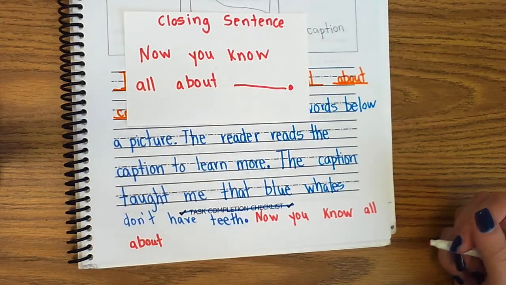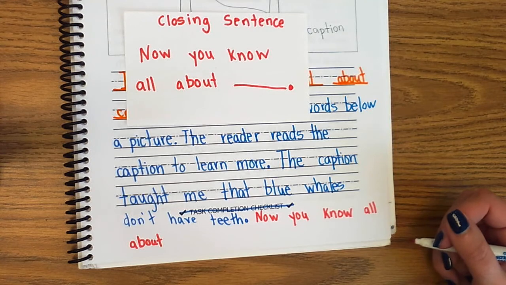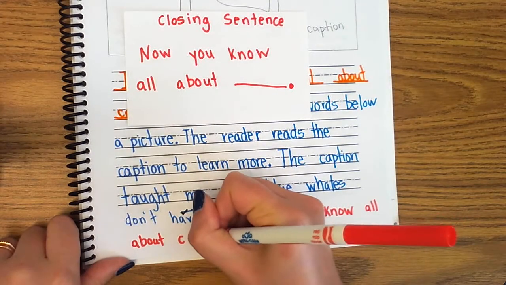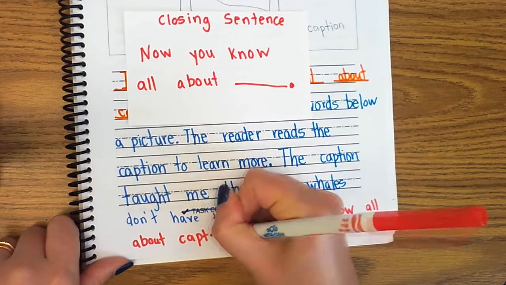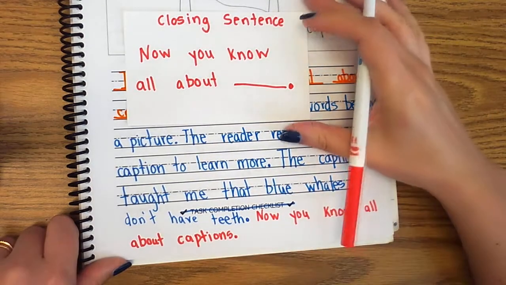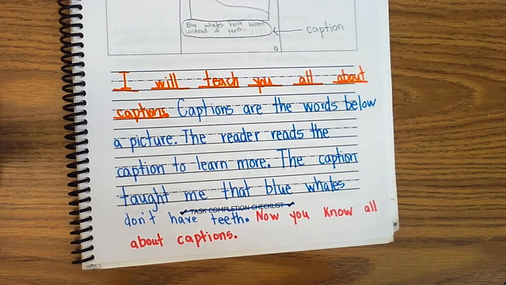Blank. Again, friends, are we trying to teach them about whales, or are we really trying to teach them about this text feature, captions? Yes, we're really trying to teach them about this text feature, captions. So we're going to write captions because we just taught our reader all about what captions are, how they're used, and a fact we learned from one of our captions. So now we are done with our closing sentence.